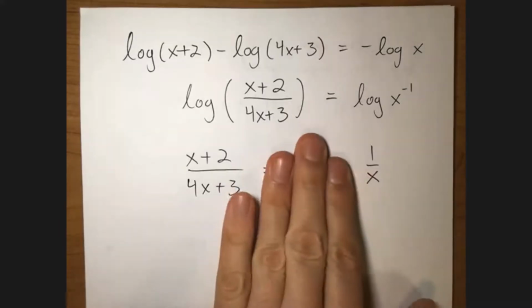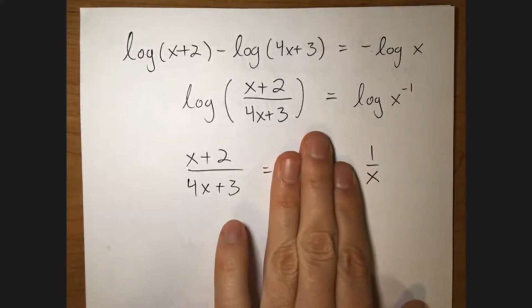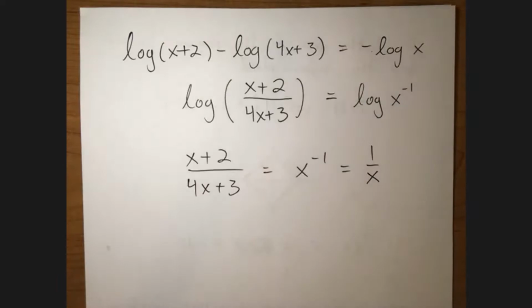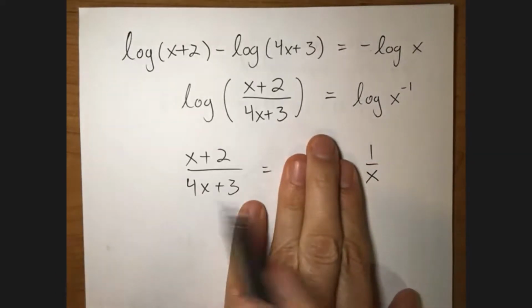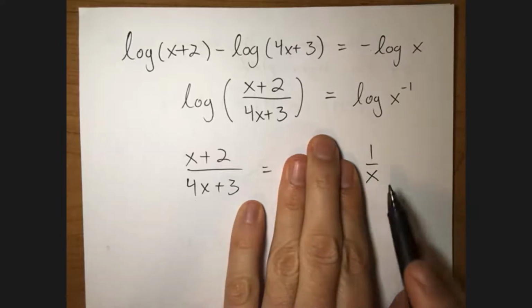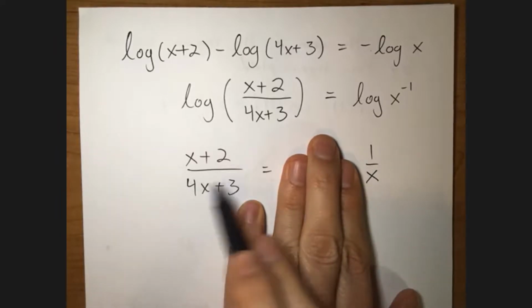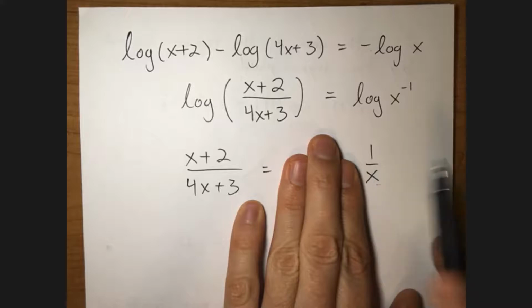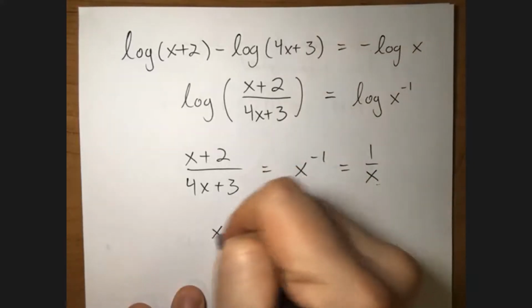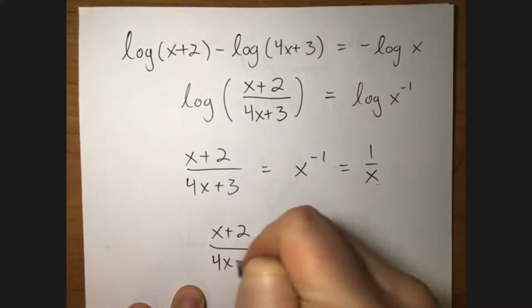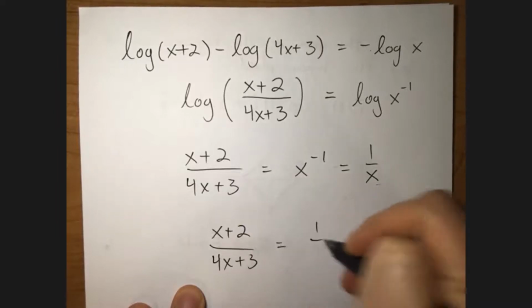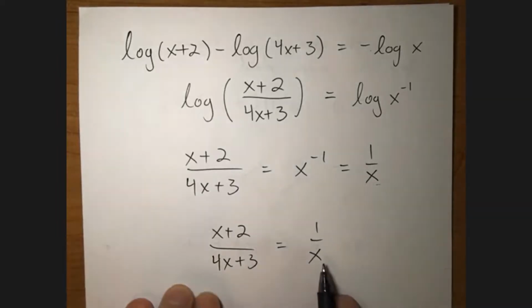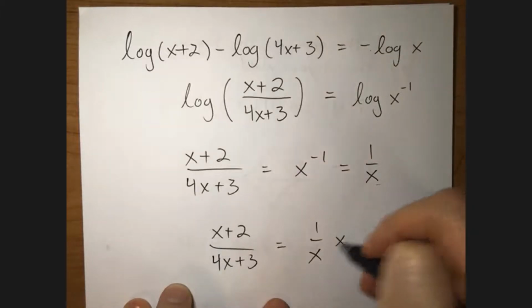So just think about this equation. That's what I have to solve. How do I solve that equation? Well, I would multiply both sides by the least common multiple of these quantities. All right, so I'm going to take that equation and multiply both sides by x times (4x + 3).